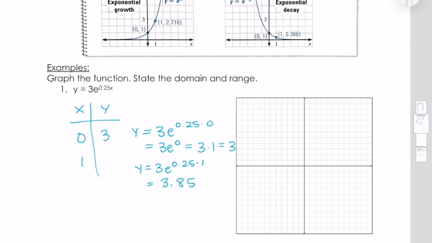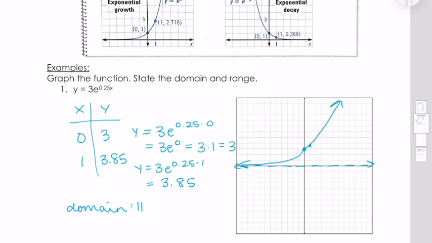Alrighty, now that I know that value is 3.85, I'm going to plot those 2 points on my graph, and I know the general shape of the curve. So 0, 3, and 1, 3.85, so close to 4. And we still have this asymptote. So at the x-axis, we have this line that our line cannot touch, but it gets really close to. So I'm going to go ahead and draw that in as well. Now remember, it's always at the x-axis unless we have to shift.